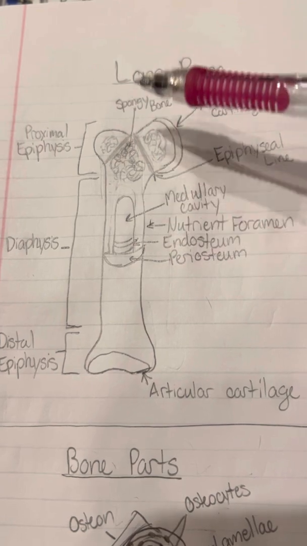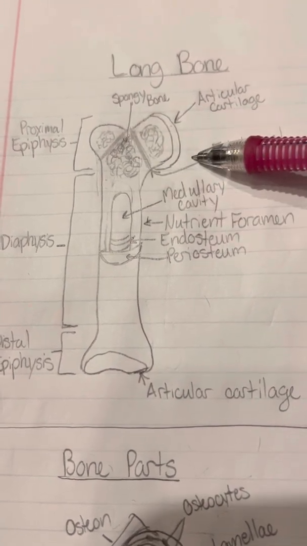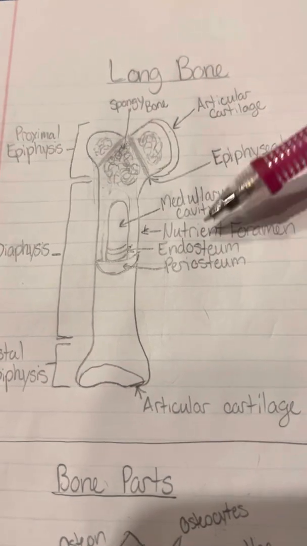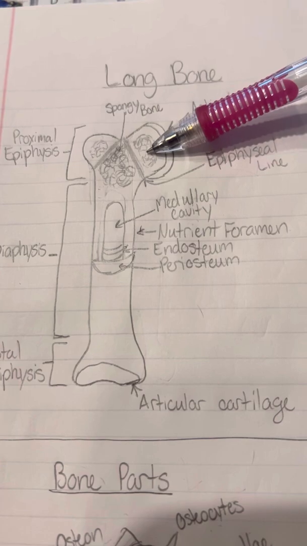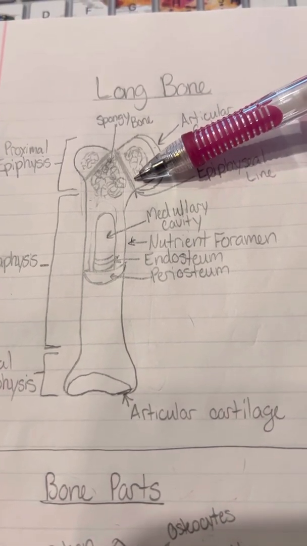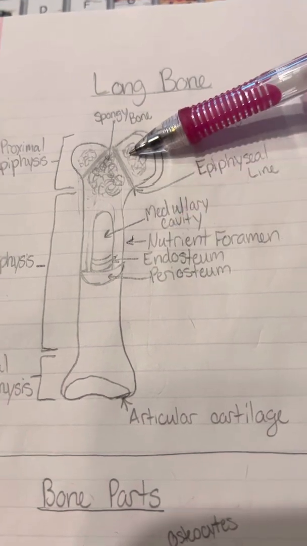In the epiphysis, you would find the spongy bone. And then you would find an epiphyseal line on the proximal epiphysis, because that's where your growth plate fused together so that you could grow.